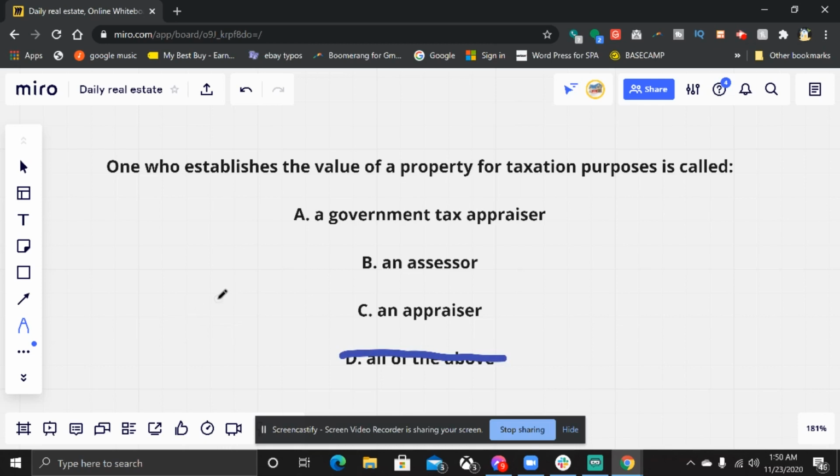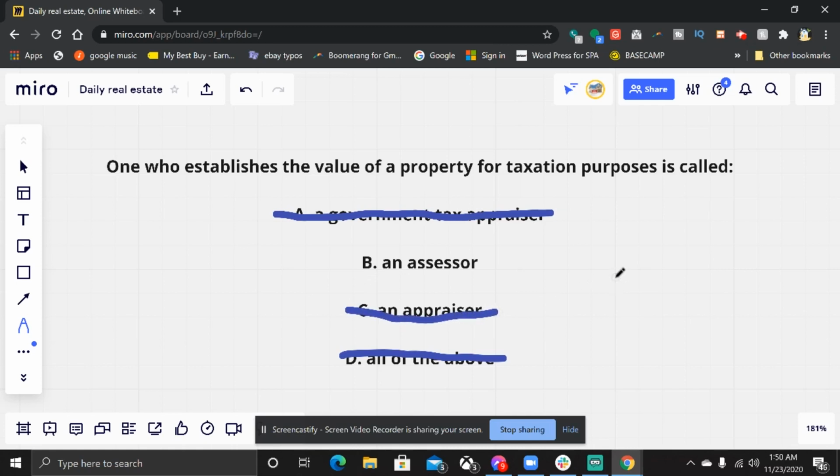Now, some of you might think that it is a government tax appraiser, and that would be a good guess if you didn't know anything here. So we're left with B, an assessor, or C, an appraiser. So here's what we're talking about. An appraiser is actually going to be finding the value of a property based on analysis, and they're going to be looking more closely at either market value or market cost. And an appraisal is much different from an assessment.